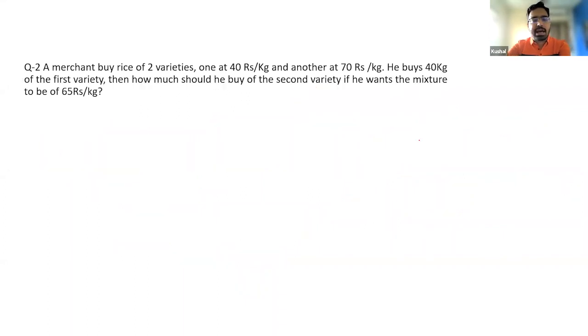Again, this is a question that I'm going to do on the screen, but post this, I will give you your time to do the questions from question number 3 and onwards. A merchant buys 2 varieties of rice. Let's say suppose there's a variety of rice A and there's a variety of rice B. One is at 40 rupees per kg. Another is at 70 rupees per kg.